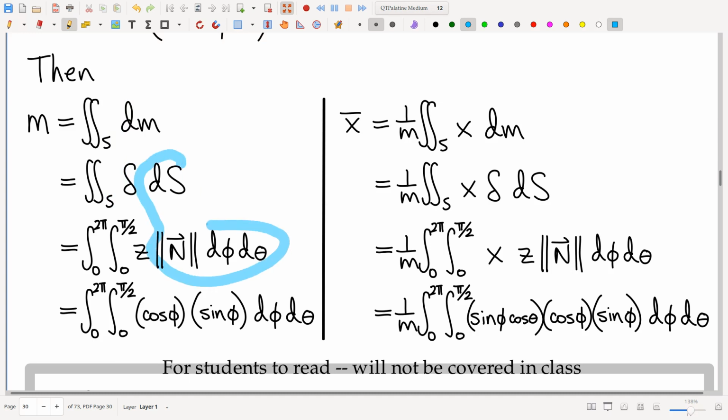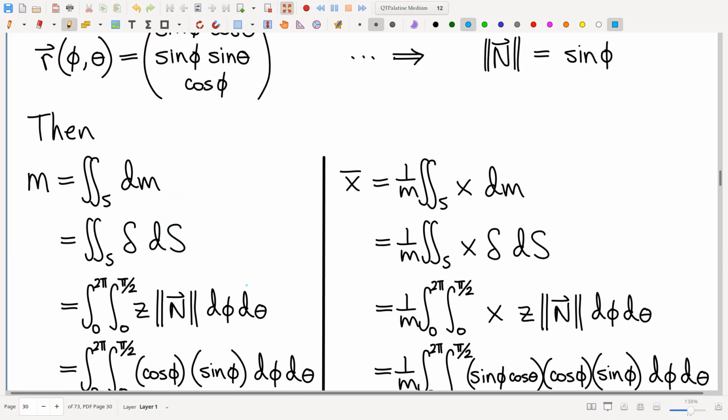Here's a formula from the previous page. Area, dS, from the parameterization is going to be stretching factor times d phi d theta. We just got through computing that stretching factor right there. I mean, this integral's really coming together at this point.